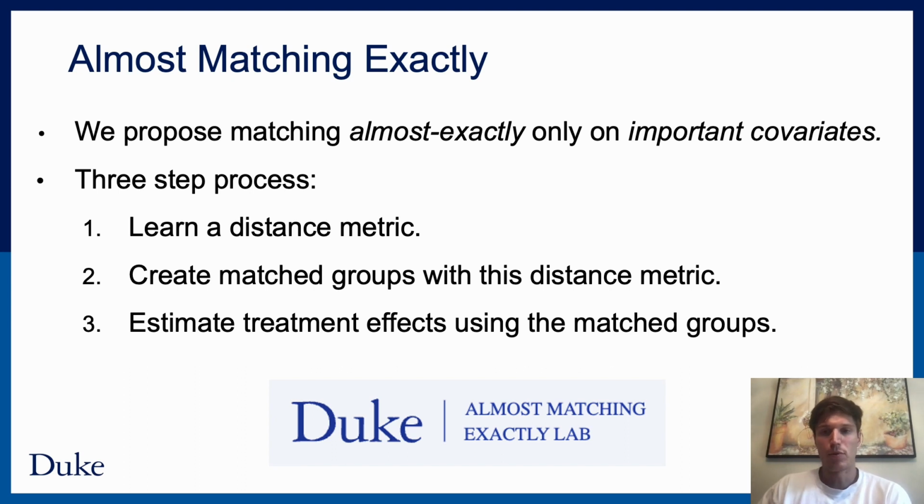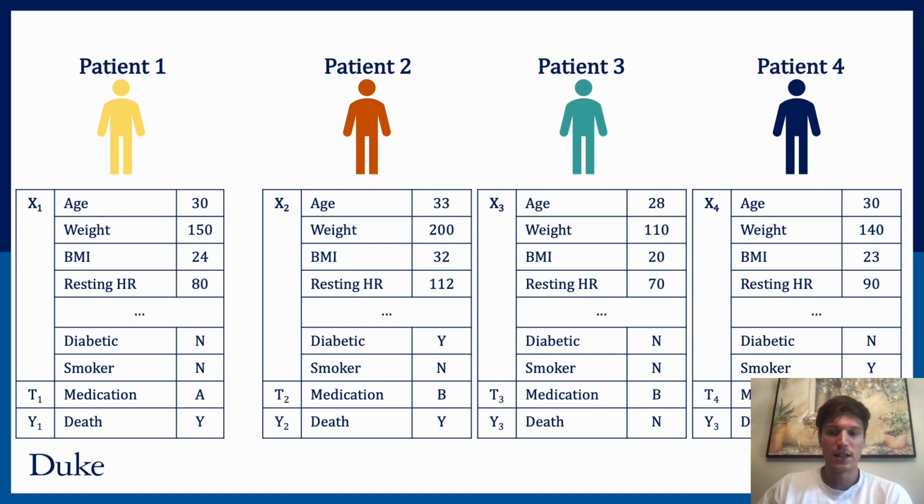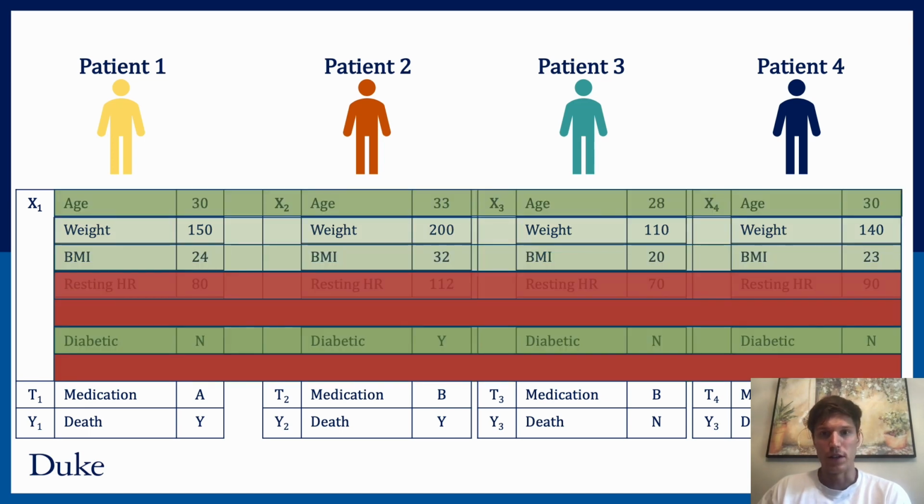Our method is a three-step process. We first learn a distance metric that tells us which covariates are important to match on. We then use this distance metric to create match groups, and we then use those match groups to estimate treatment effects. Importantly, our method is incredibly interpretable and facilitates auditability, and the weights can be learned in an easy to troubleshoot manner. So going back to that previous example, we would first learn weights for each covariate.